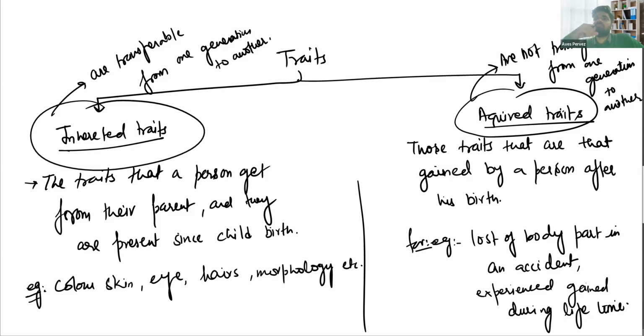For example, if a person starts learning a language, it is stored in the brain cells. The brain cells have the coding for that. So a newborn baby is not going to get the language at birth. If a person becomes a doctor, it does not mean his kids are going to be doctors, because these are acquired traits. They are not transferred from one generation to another.